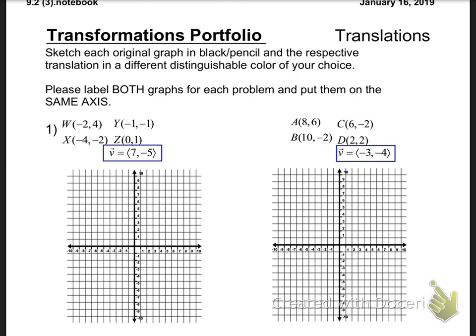Okay, so first we're going to graph our original. So W is negative 2, 4. So negative 2, so left 2 and up 4. And I'm going to label him W.